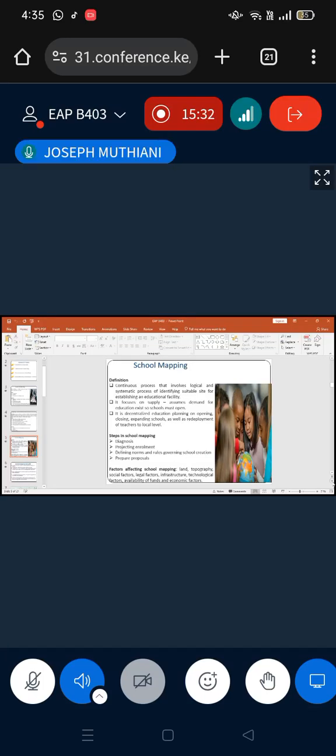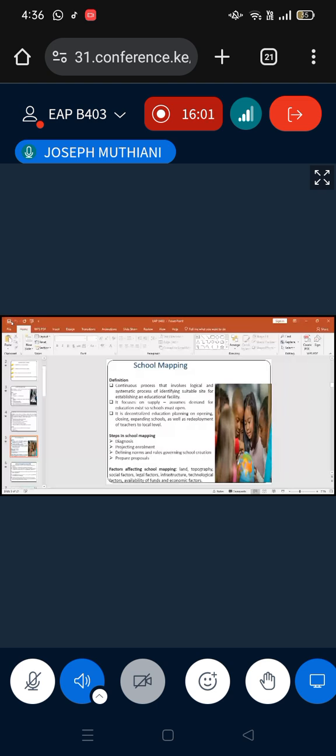School mapping is basically a continuous process that involves a logical and systematic process of identifying suitable sites for establishing educational facilities. So if we are here at Pwani University and we want to establish a medical school, then we need to do school planning so that we know which is the appropriate site where we can put up that medical school.